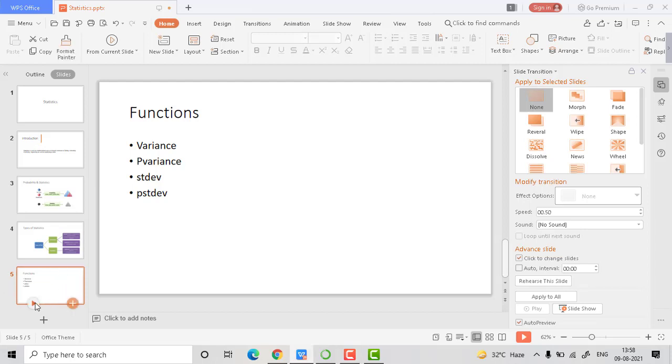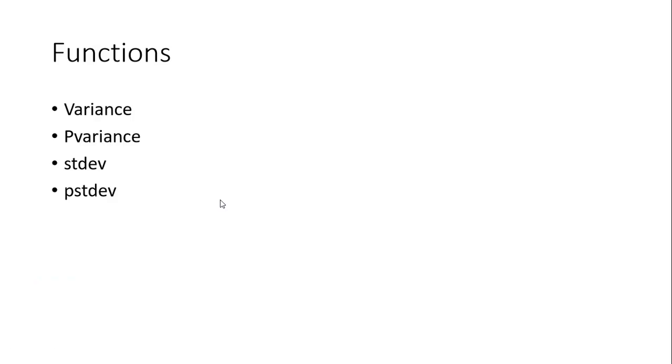So today's session will be moving towards the concept of functions, where we are going to understand some methods of statistics and how we are using them one by one. The first ones in the function are variance, pvariance, stdev and pstdev. These are the four functions we use in statistics in different ways. Let's start one by one.